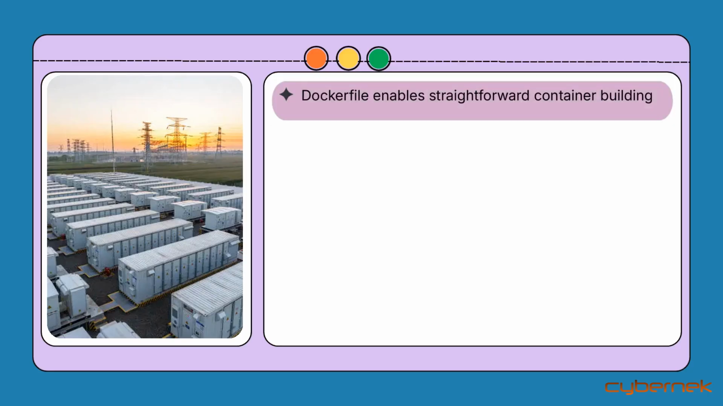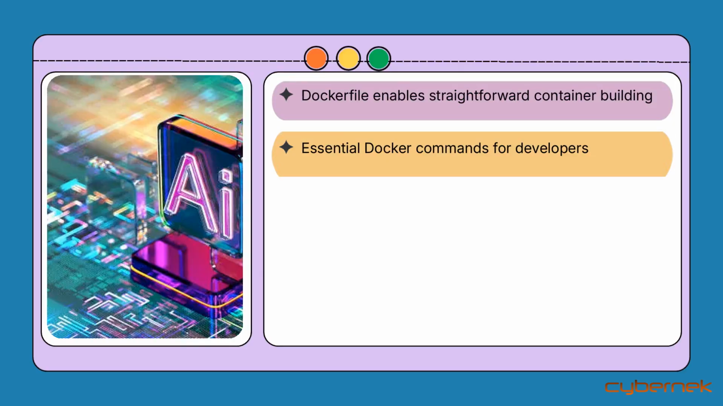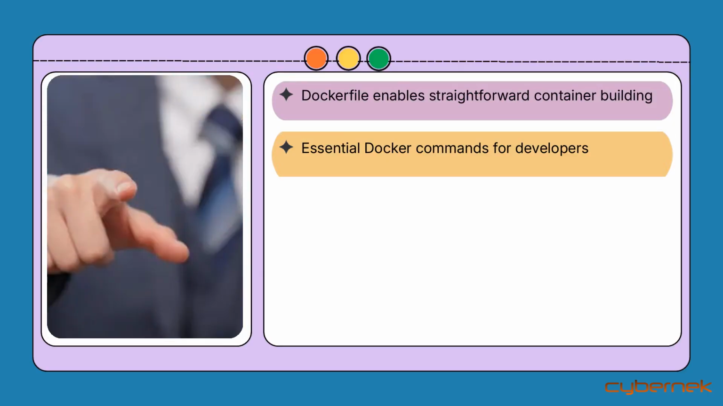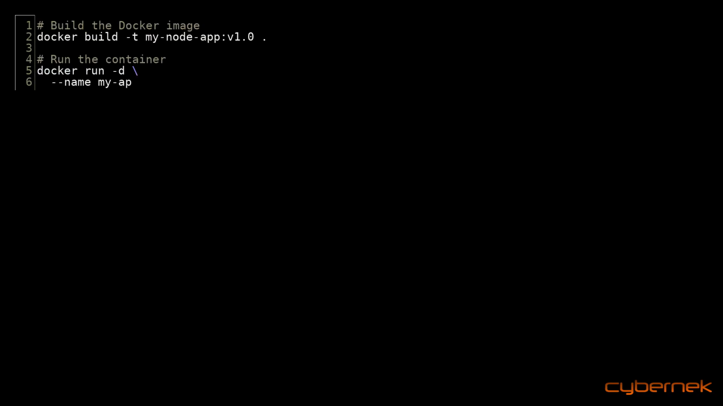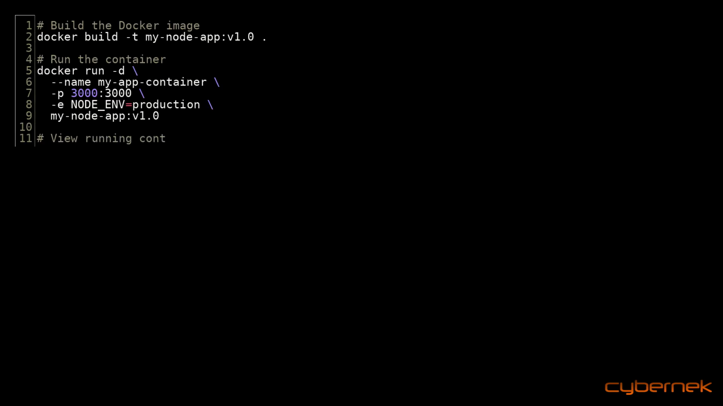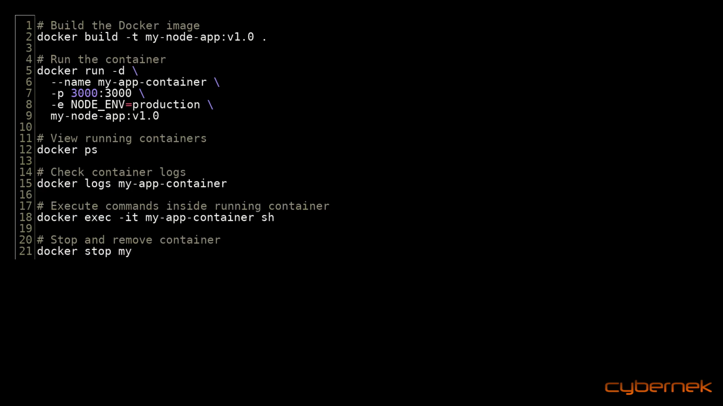With your Dockerfile ready, building and running your container is straightforward. Here are the essential Docker commands every developer should know. Essential Docker commands covering the complete container lifecycle. Building images with tags, running containers in detached mode with port mapping and environment variables, viewing running containers, checking logs, executing interactive commands inside containers, and properly stopping and removing containers.